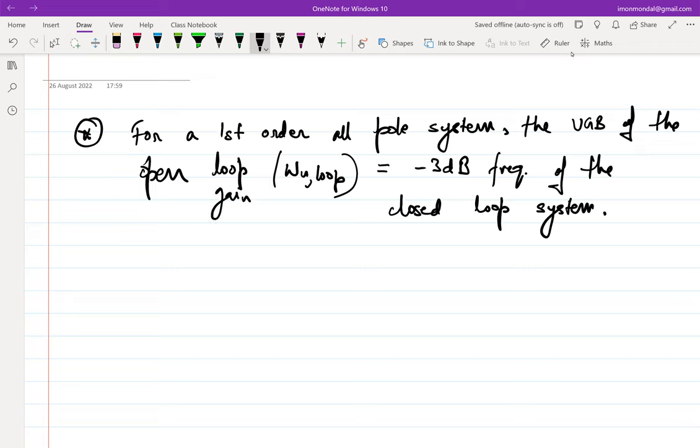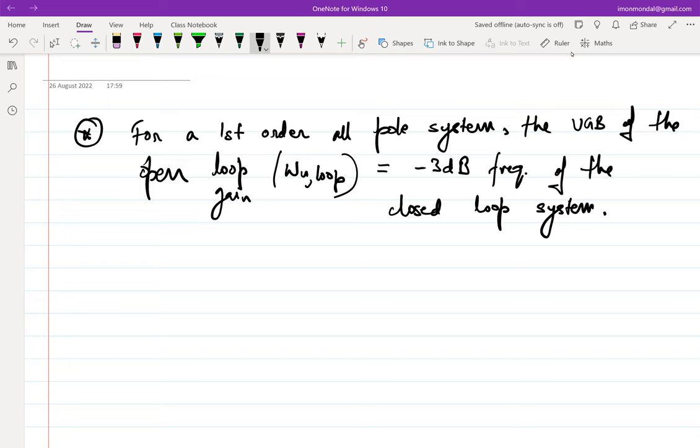Even though this is pretty obvious, you should be careful, because I have seen students in the past get confused between the UGB of the closed loop and the UGB of the open loop, and vice versa, right? You have to keep in mind that the UGB of the closed loop doesn't really matter to us, because ultimately we would want to operate where the closed loop actually has a flat gain, right? If you are going towards those frequencies where the gain of the closed loop itself is dropping, you wouldn't want to operate in those frequency ranges, right?